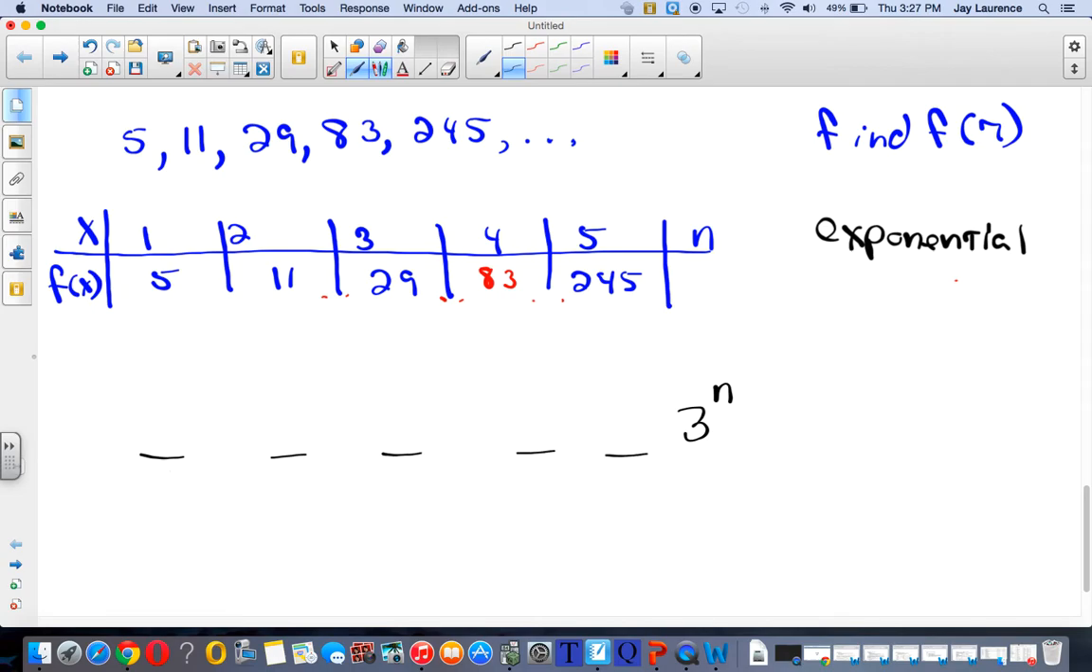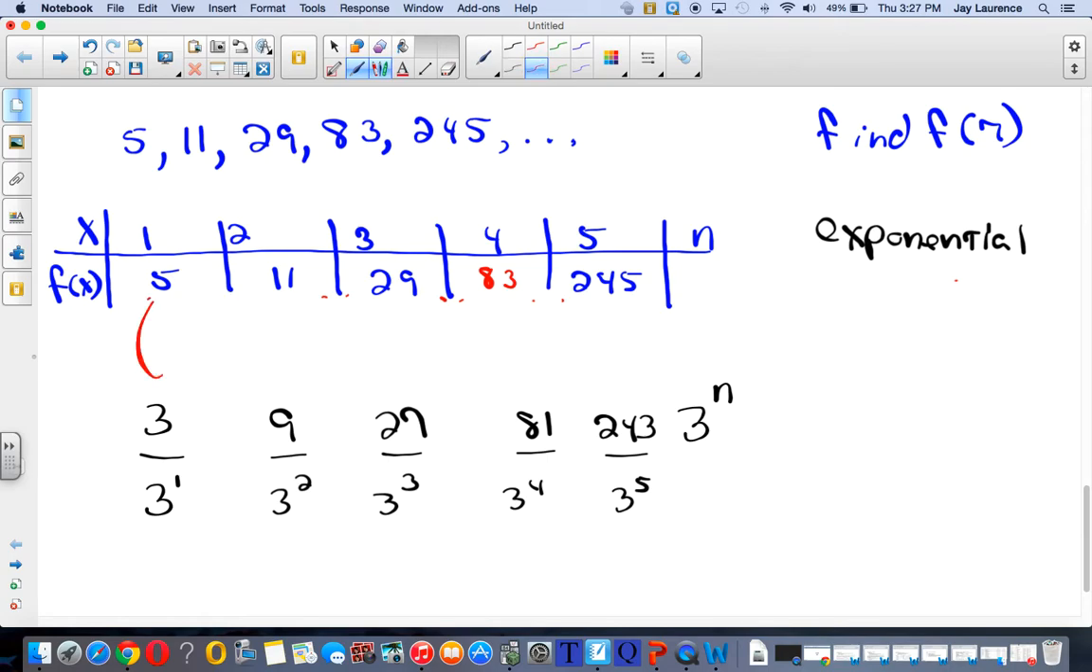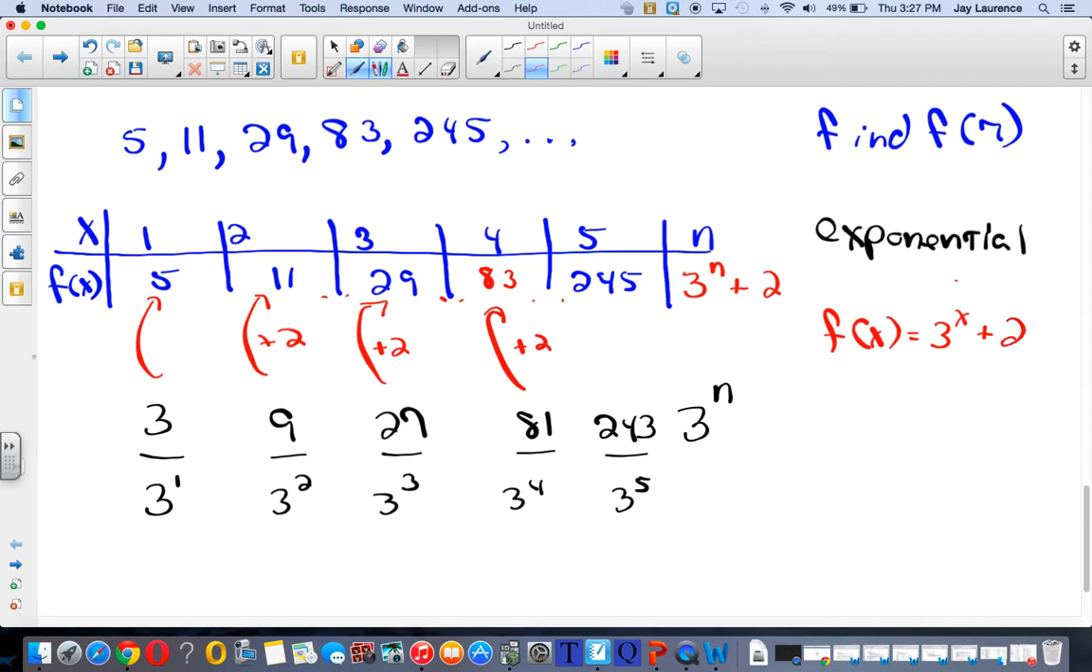All right, so we're going to go 3 to the first, 3 to the second, 3 to the third, 3 to the fourth, and 3 to the fifth. 3 to the first is 3, 9, 27, 81, 243. And look at that, they're all too short of where they're supposed to be. I need to add 2 to all the black numbers to turn them into the blue line of numbers, right? So the nth term is going to be 3 to the power n plus 2. My function will be f of x equals 3 to the power of x plus 2.